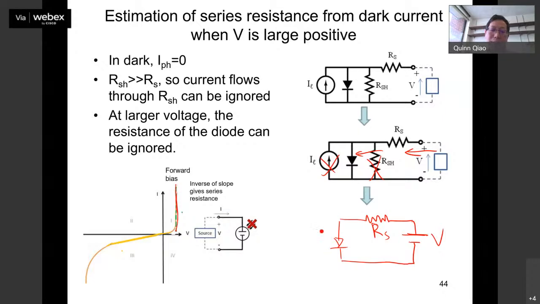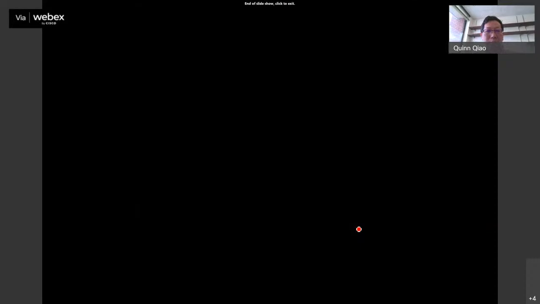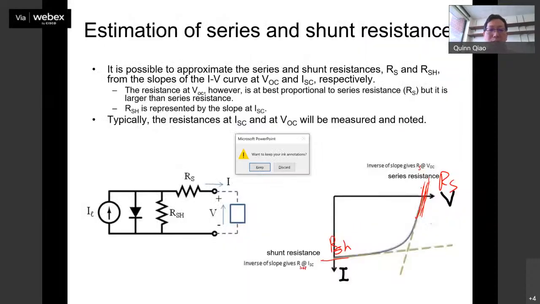When the V is big, right? The diode is open, and then you get the inverse of this slope. That will be the series resistance, okay? With that, under illumination, you can get, here tells you what? Series resistance. Here tells you the shunt resistance. Okay, that's very simple. I think that's the last slide.